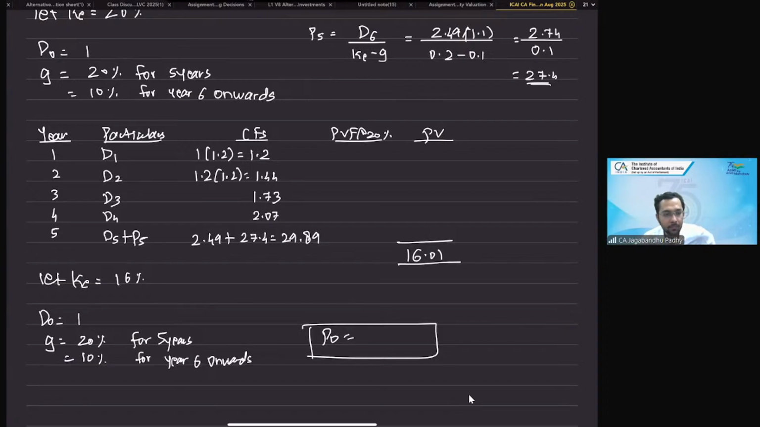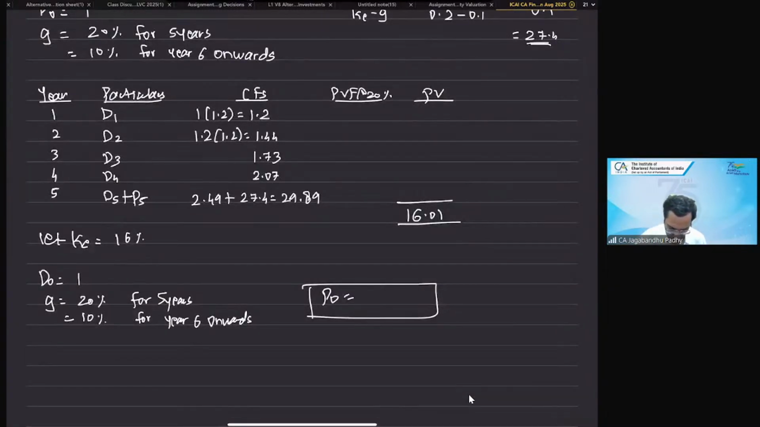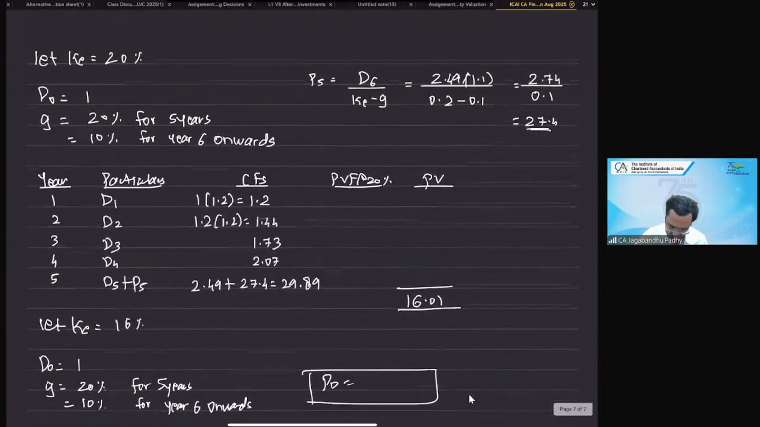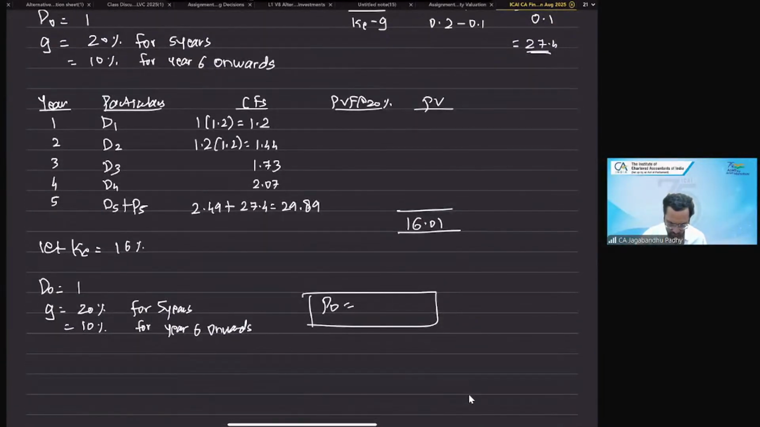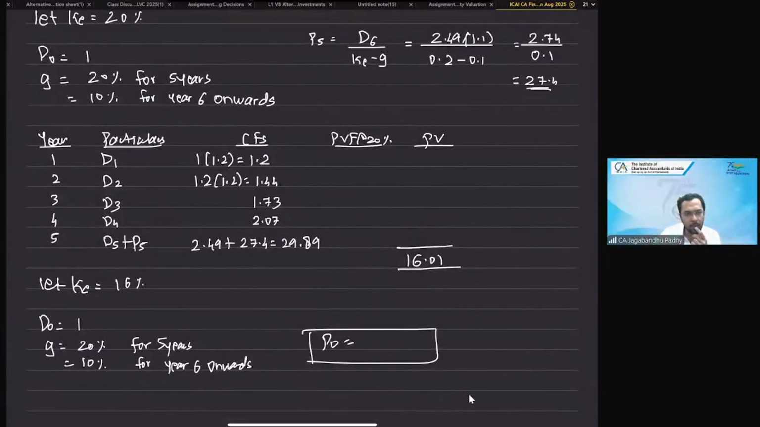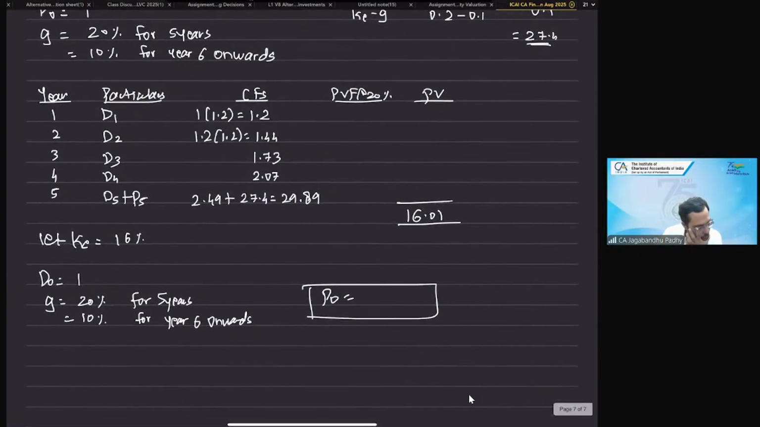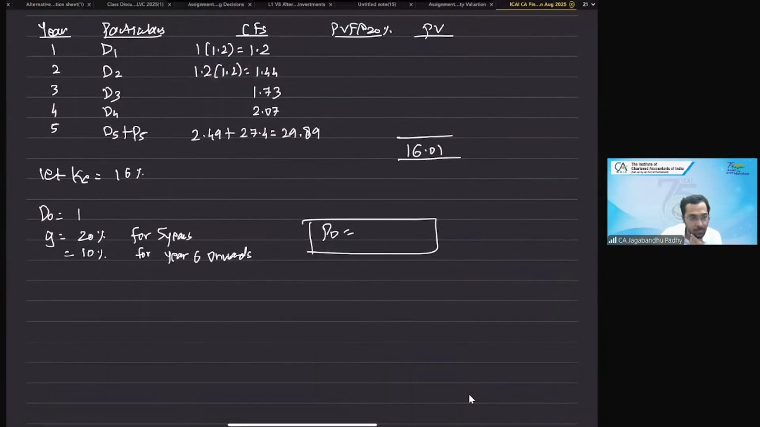18.58. How much? 18.58. Yes, sir. It's coming 18.58. 18.59 only. At 16%, 18.59. No. Value of the share. No, I don't think so. It should be pretty higher value. 45.65. No, it's not 45.